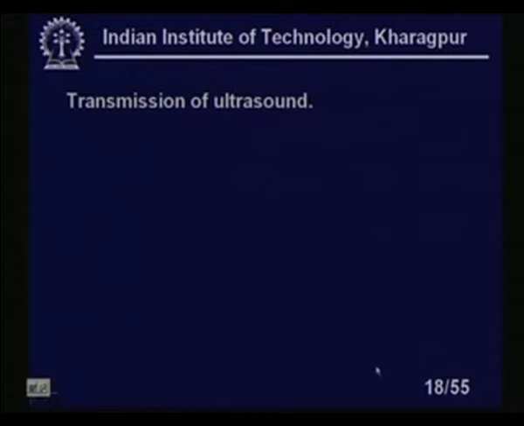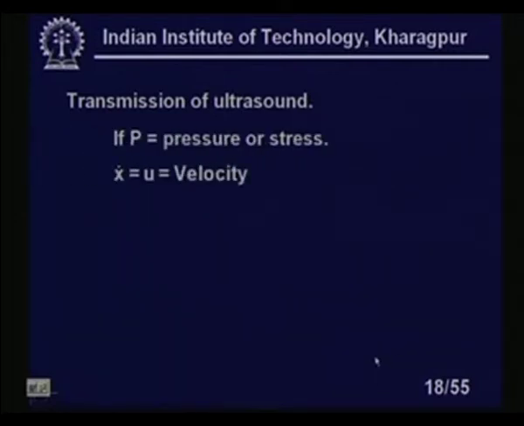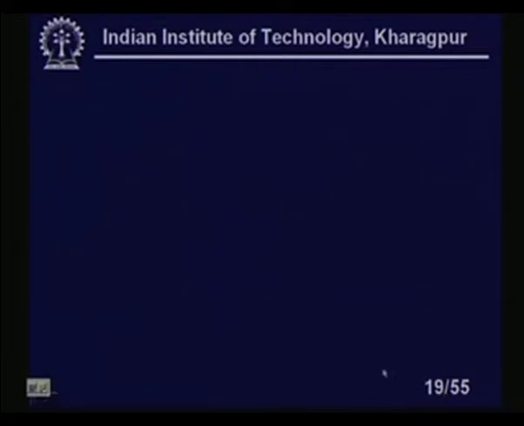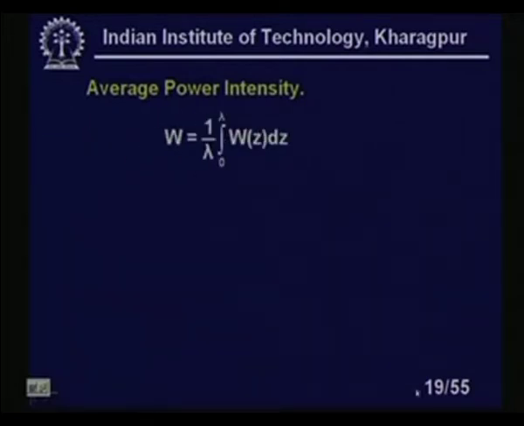Transmissions of ultrasound. How do you transmit this ultrasound signal? If P is the pressure or stress and x dot equal to u is the velocity, because x is a displacement, so we are taking the derivative of that. So, the characteristic impedance Z equal to P by u, the power intensity W equal to P into u, and the average power intensity is given by W equal to 1 by lambda integral of P u dz, with the limits lambda to 0.